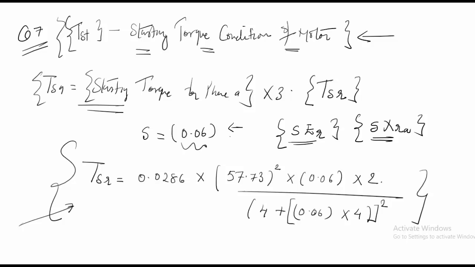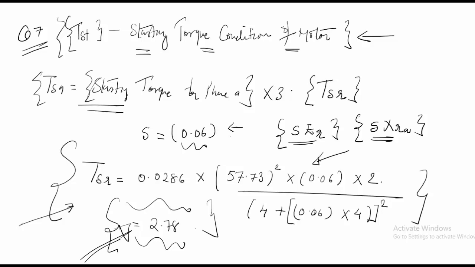So my starting torque, if you solve for this, will come close to 2.78. So this is the torque produced by the machine when it is running, and when my slip is close to 0.06. Now the next question is: when is the maximum torque produced when my motor is running?